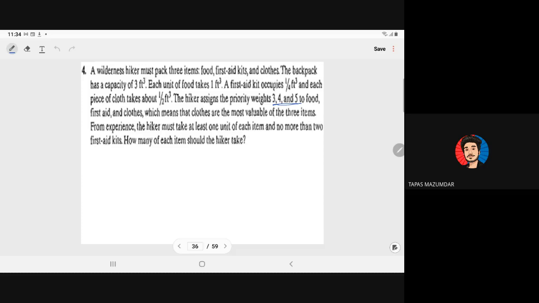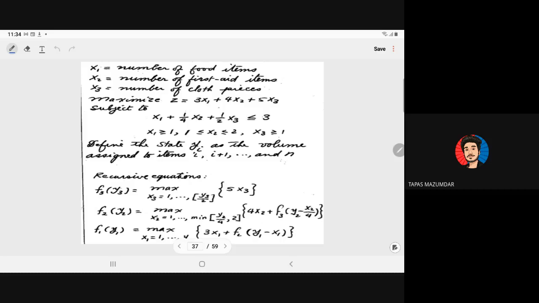Why have we written this? Because the maximum volume limit is 3 feet cube, and these are the unit weights corresponding to food, first aid kit, and cloth. So we can write like this, and the minimum criteria given to you is that x1 should be greater than equal to 1, x2 should be greater than equal to 1 but less than equal to 2, and x3 must be greater than equal to 1.